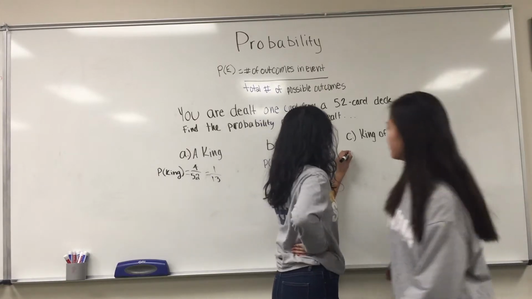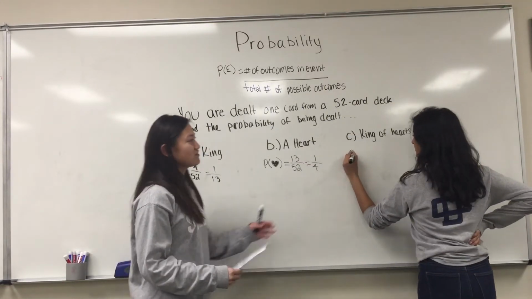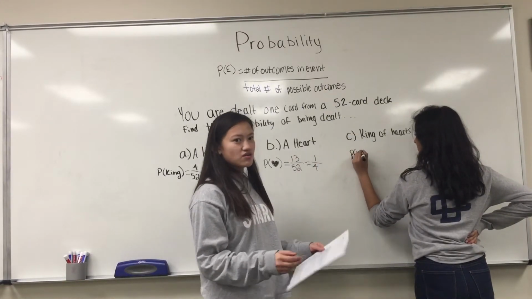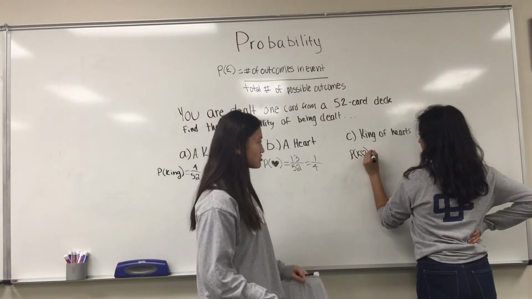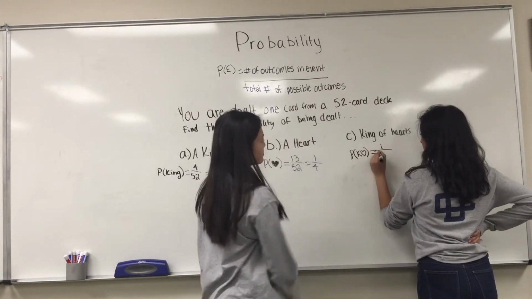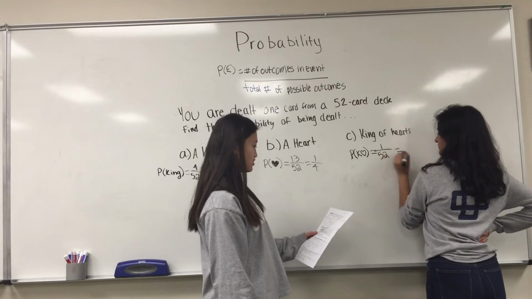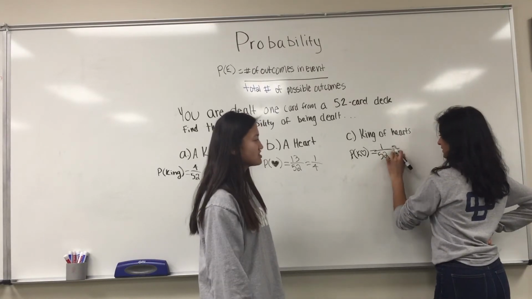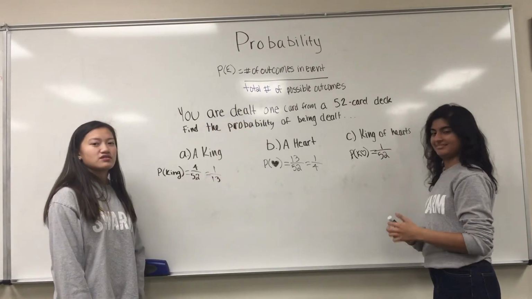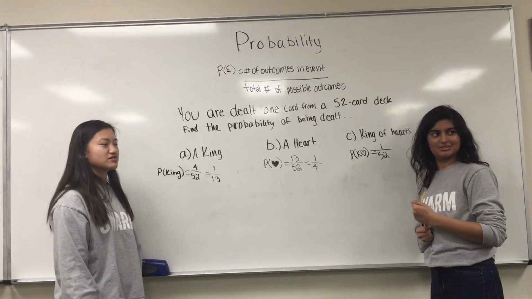And now we have, I'll switch slides, the King of Hearts, and we know that there's only 1 King of Hearts. So it's 1 out of 52, which is your complete answer, because you can't reduce 1 out of 52. So there you have it. Hope that answers it and wasn't too difficult.